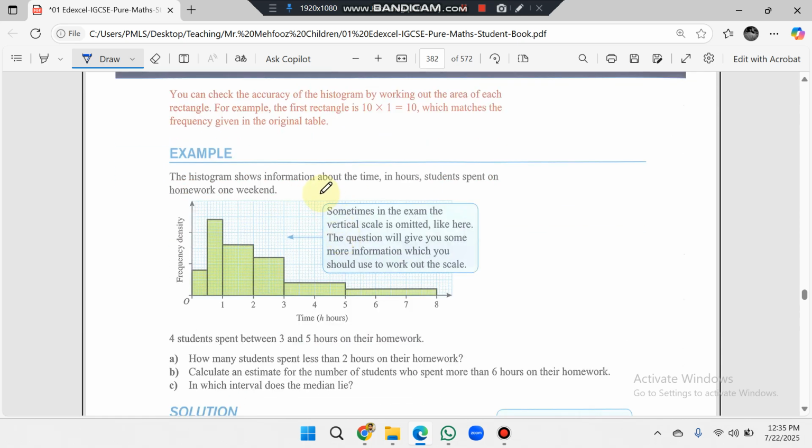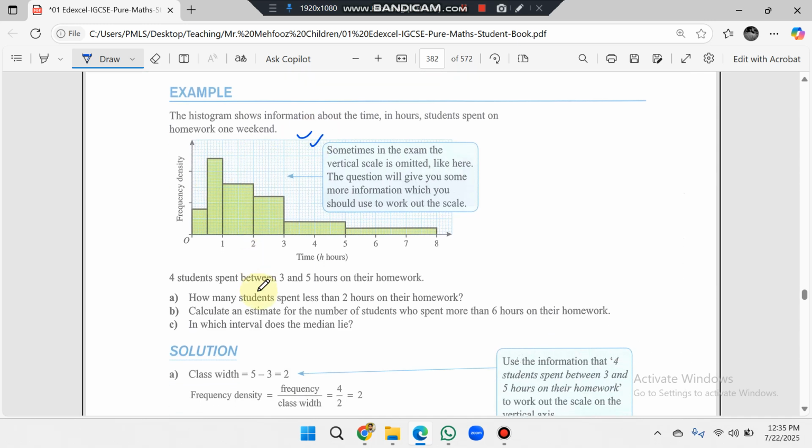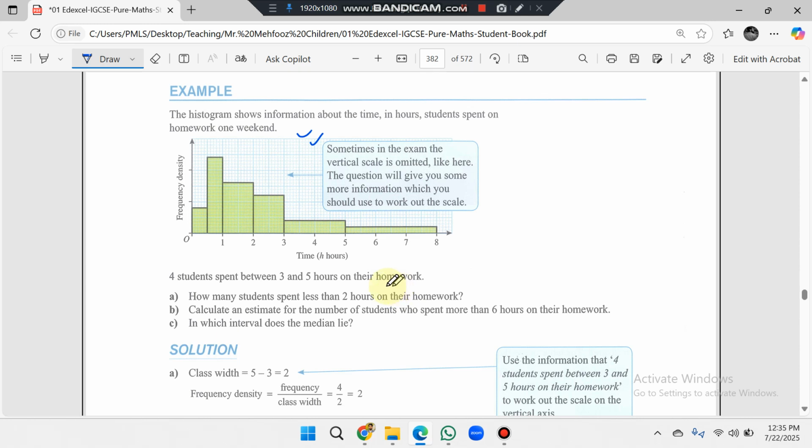So here is another example, that is the histogram shows information about the time in hours students spend on homework one weekend, right? So first of all this graph is given. 4 students spend between 3 to 5 hours on their homework. How many students spend less than 2 hours on their homework? Calculate an estimate for the number of students who spend more than 6 hours on their homework. And the part C is in which interval does the median lie. So we have to solve these three questions, okay, using this histogram.